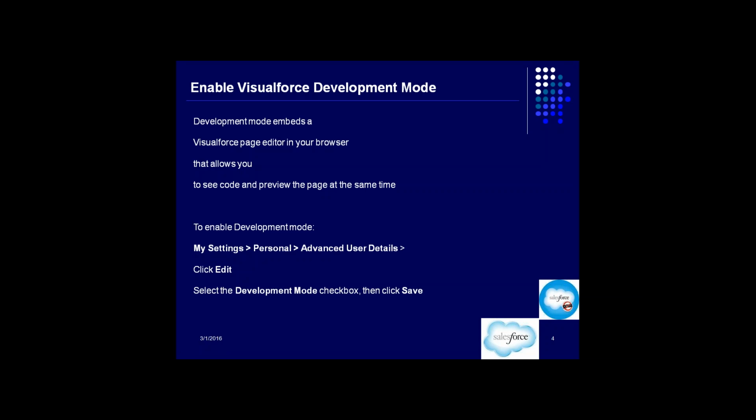So you just need to go to My Settings, Personal, Advanced User Details, click on Edit, Development Mode checkbox, and then click on Save. You guys can do it later. I'll just show it to you on one org. You can just look into it and do it later for your orgs.